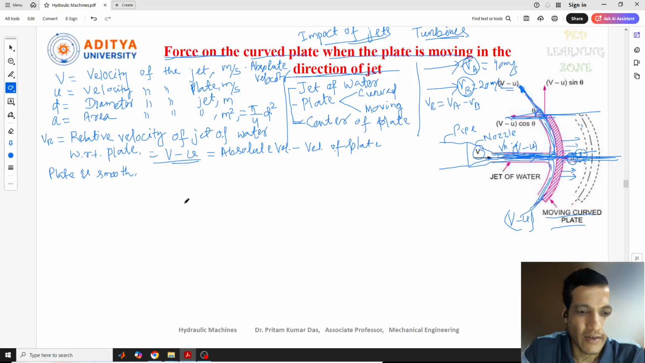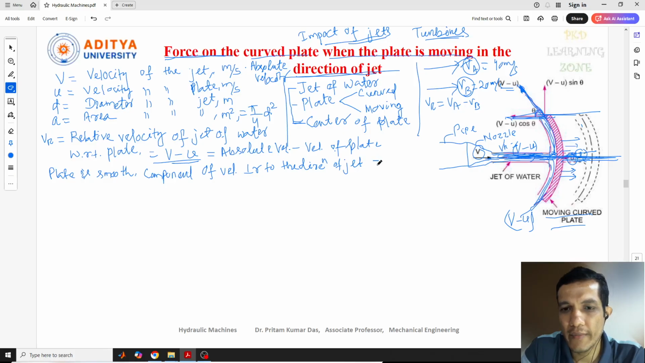Next I will write the component of velocity perpendicular to the direction of the jet, that means in the y direction. As I told you, this velocity will be resolved into two components.